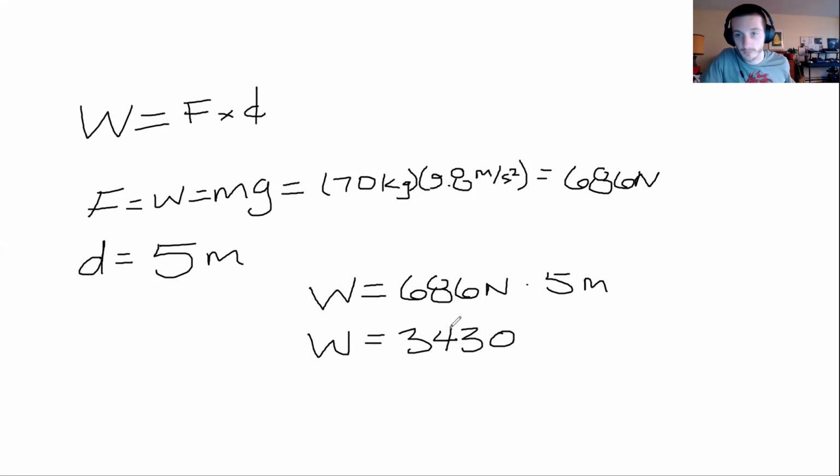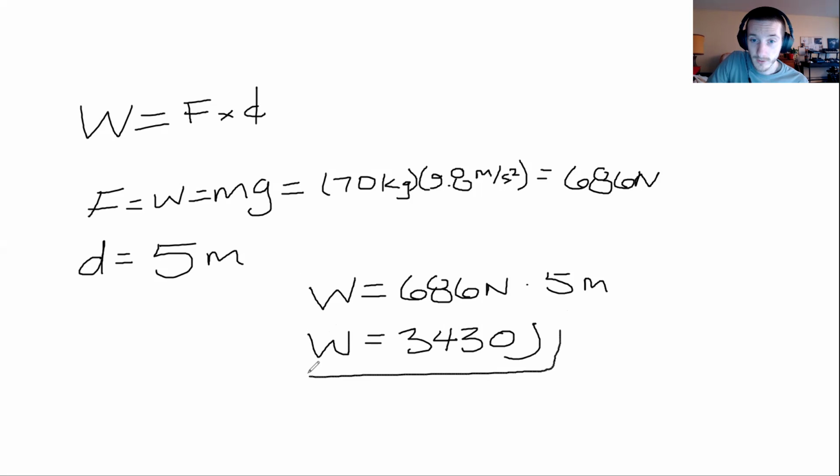Now, what are the units of work? Well, remember, when we do work on something, we give it energy. When I walk up those stairs, I have to give myself potential energy. So if you remember, the units of energy are joules. We'll write that with a big J. So it takes 3,430 joules of work to lift my body up to my apartment.